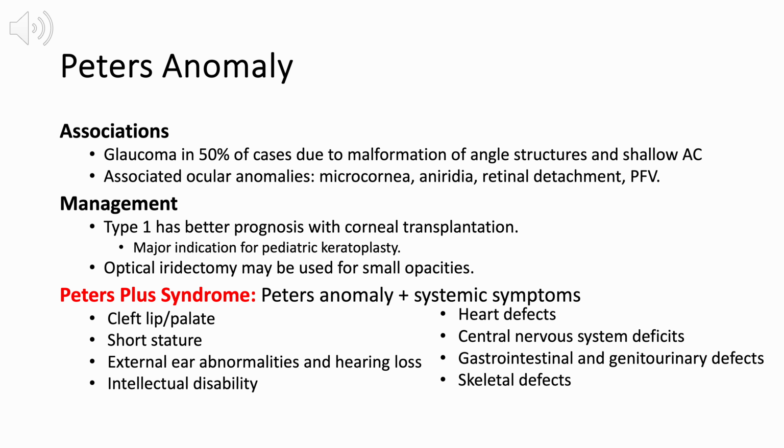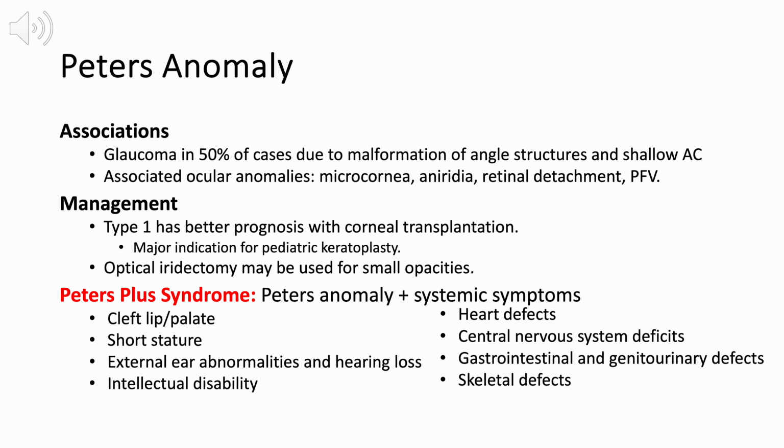Peters anomaly is associated with glaucoma in about 50% of cases, often due to malformations of the angle structures and a shallow anterior chamber. Other ocular anomalies that may accompany Peters anomaly include microcornea, aniridia, retinal detachment, and persistent fetal vasculature. Management depends on the type, with type 1 generally having a better prognosis following corneal transplantation, which is a major indication for pediatric keratoplasty.